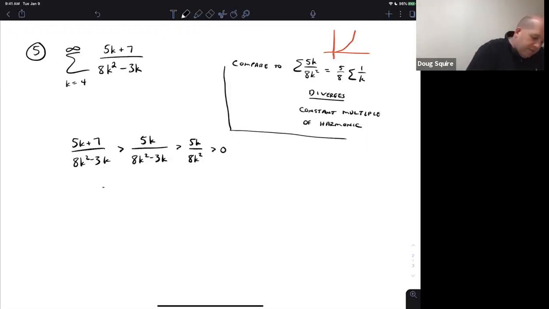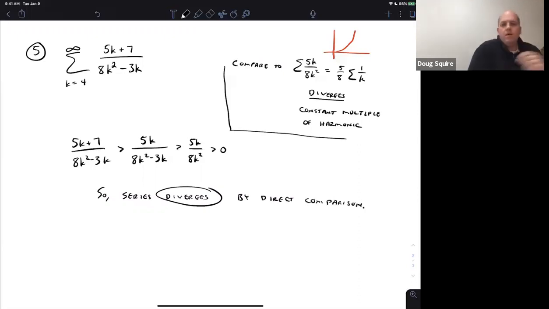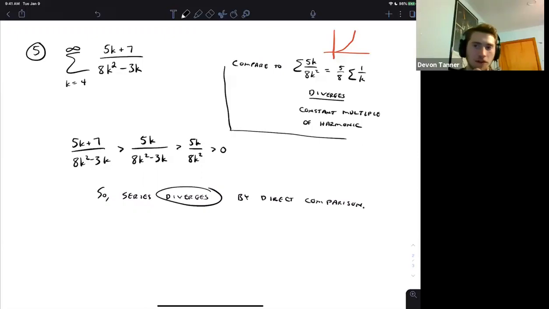And so then the original series diverges by direct comparison. Any questions at all? So what if it's going to negative infinity?